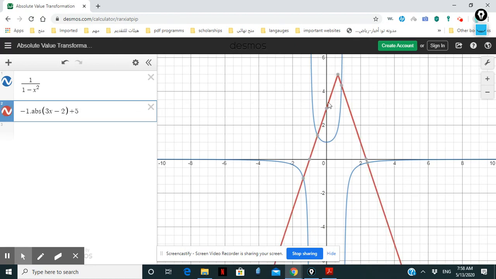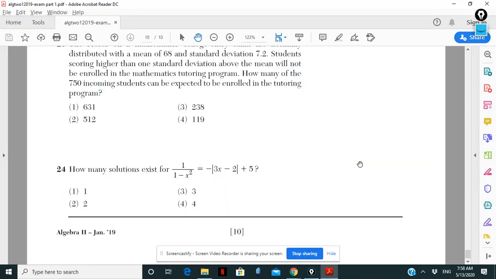Now look here. I have 1, 2, 1, 2, 3, 4 intersections. So it must be 4 solutions. So the answer for question number 24 is 4 solutions.